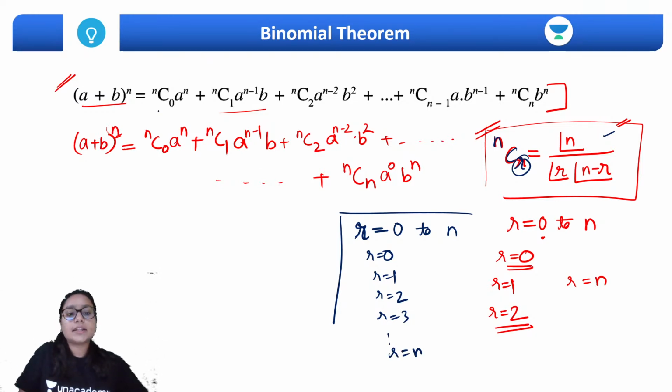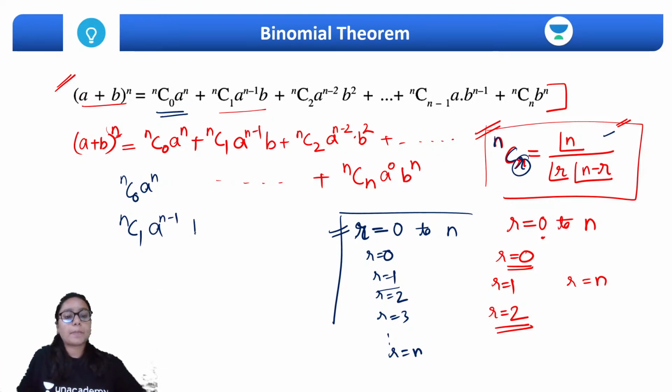Now let's see the first term here. We have nC0. When r is equal to 0, we get the first term: nC0 a raised to the power n. Now let us take r as 1. So I will get nC1 a raised to the power n minus 1, since the powers of a are decreasing by 1 and the powers of b are increasing by 1, and the power of b will become 1.